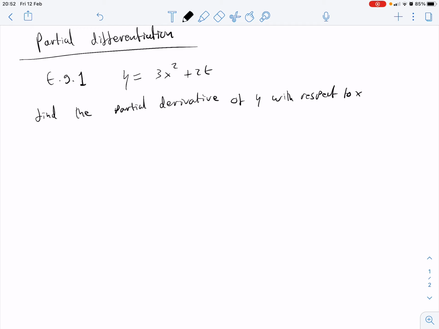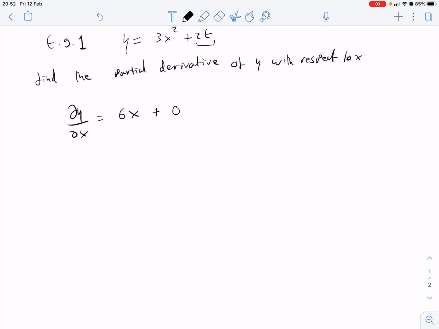So all we're doing now is treating the term that has a t in it as a constant. We're essentially pretending that it's a constant. So the partial derivative of y with respect to x, you differentiate as normal, and that would give you 6x. And as I said, that differentiates to 0. For completeness, I will put plus 0 there.